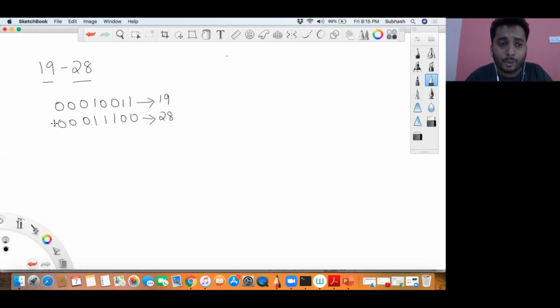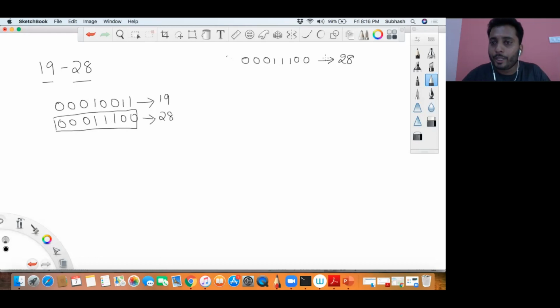Now find the 2's complement of this number. How do I find it? First I have to find its 1's complement and then add 1 to it. So 0 0 0 1 1 1 0 0. This is the number 28.